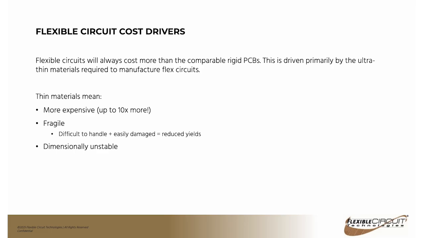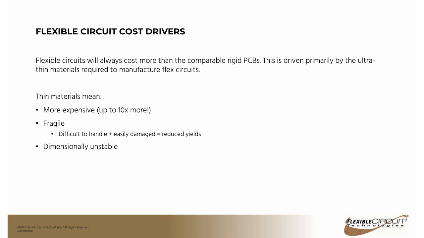It's mainly because our materials are considerably more expensive. Depending on what types of materials are required, it can be 10 times or more the cost of rigid materials. They're also very, very fragile. They're hard to handle. So typically flex circuit manufacturers don't get the same yields that a rigid board manufacturer would. And so if we're damaging stuff during processing and we have fallout, that ends up being amortized into the cost of the parts that are actually shipped out.